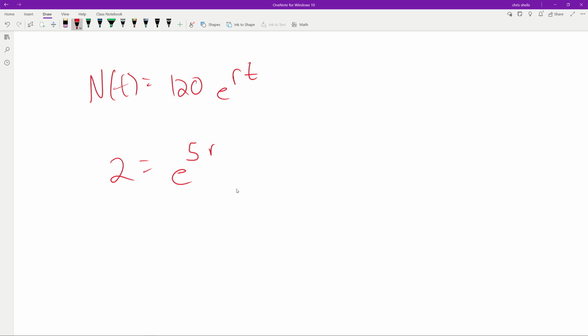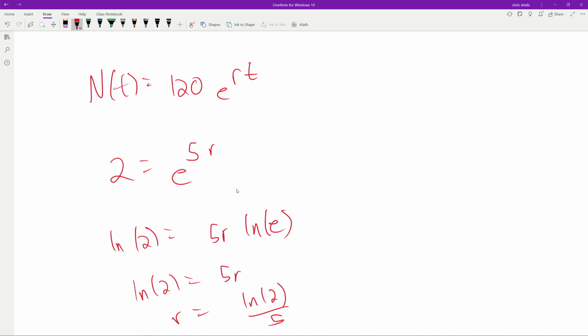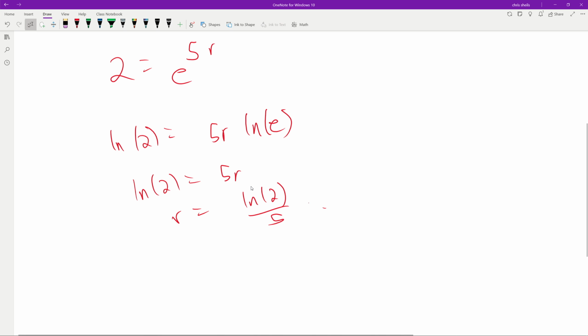So from here, I take the natural log of both sides. I get natural log of 2 is equal to 5r times natural log of e. So natural log of 2 is just equal to 5r, or r is equal to natural log of 2 over 5, which is about 0.1386.